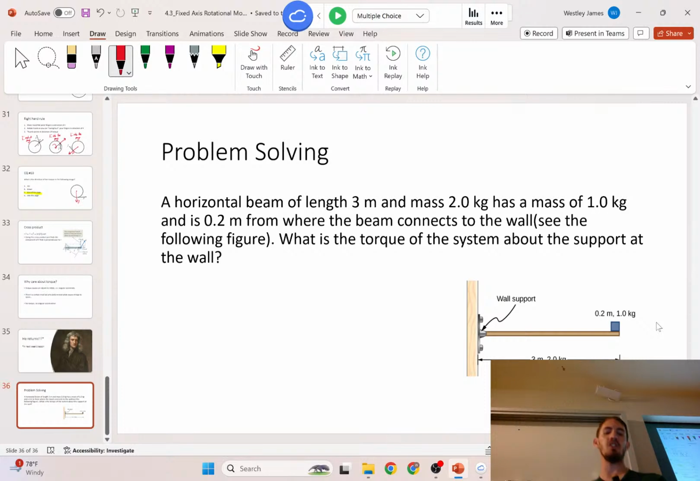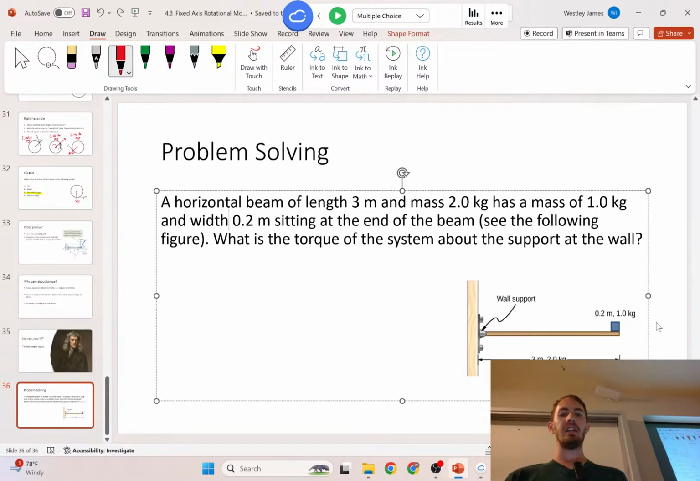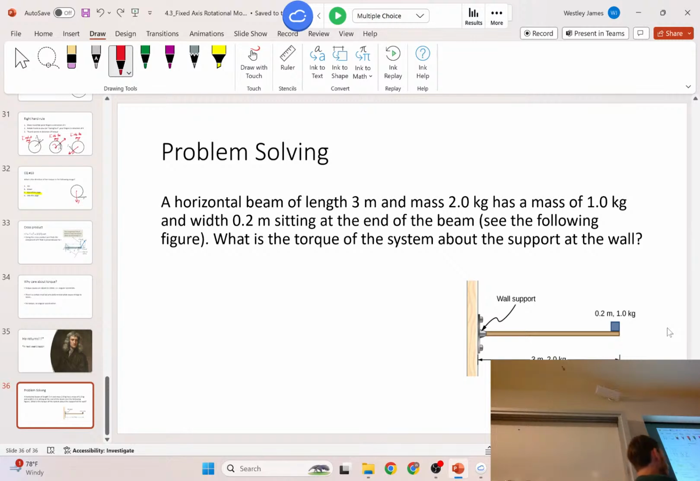Okay. No, the original wording was good, but I don't like it. Whatever. That's fine. We'll talk about it. Okay. What is the net torque of the system about the support on the wall?